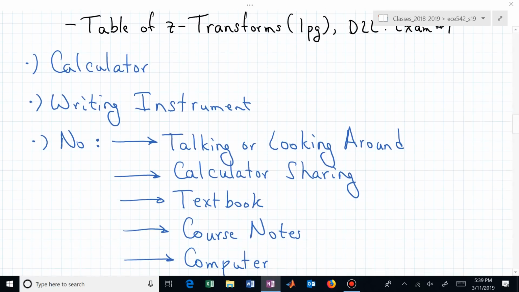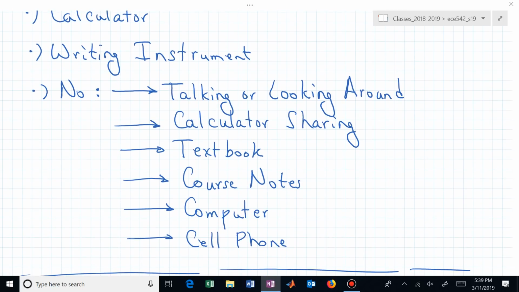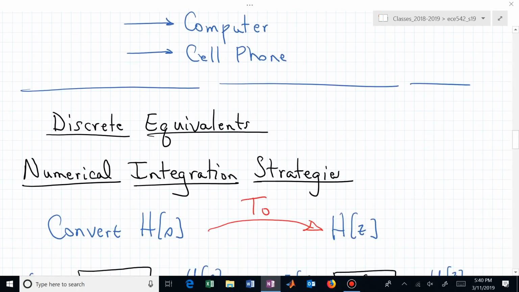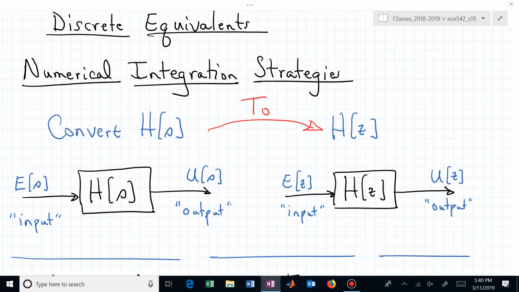You can have a calculator, something to write with. You can't have this laundry list of no's. No talking or looking around. I know that's going to be difficult because there are going to be so many new faces in the room on Wednesday that maybe you've never seen, depending on where they sat on the first exam, but I'll be looking at all of you and making sure that you're all in the right location. Calculator sharing, no, that's a no-no. Textbook, course notes, computer, cell phone, those are all unavailable to you during the exam. You can have at it after the exam.